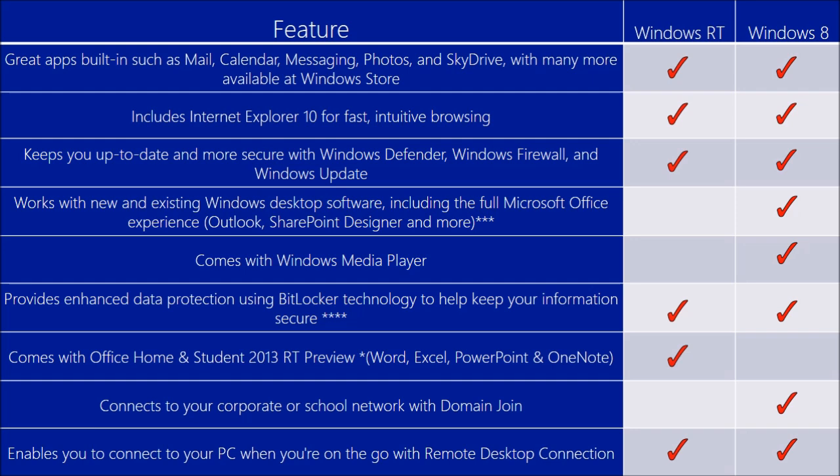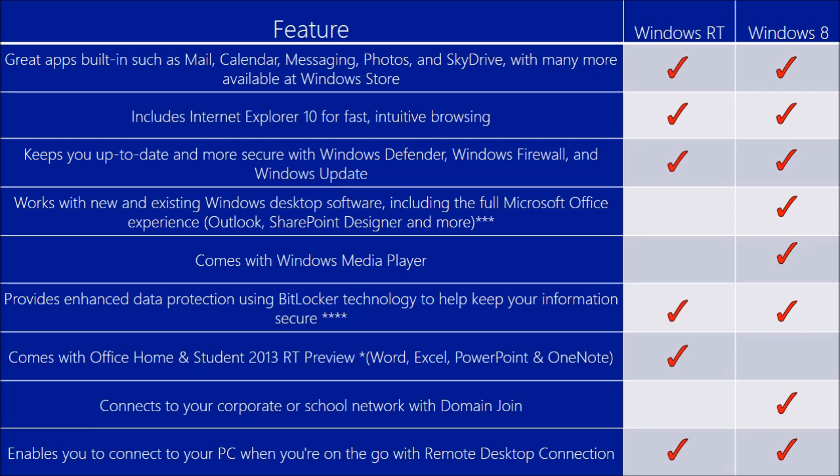So point number one, on the Windows RT devices, you will get Office Home and Student for free. So that's Word, Excel, PowerPoint and OneNote, all installed for free on those devices. You don't get that on a Windows 8 device. However, on a Windows 8 device, you do get Media Player. You can use legacy apps, so maybe XP or Windows 7 apps, and more importantly, you can domain join a Windows 8 device. And that's really, really important whether you're a school, university or a college. That's something you absolutely need to be aware of.